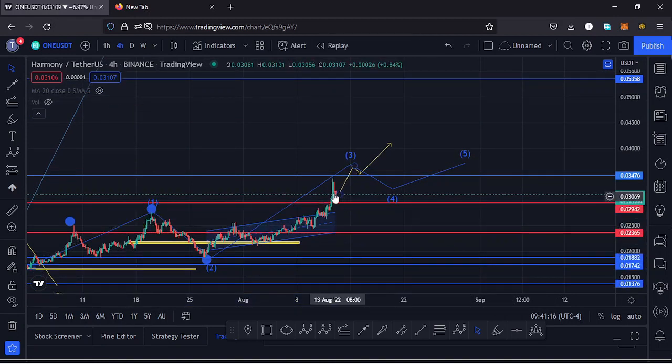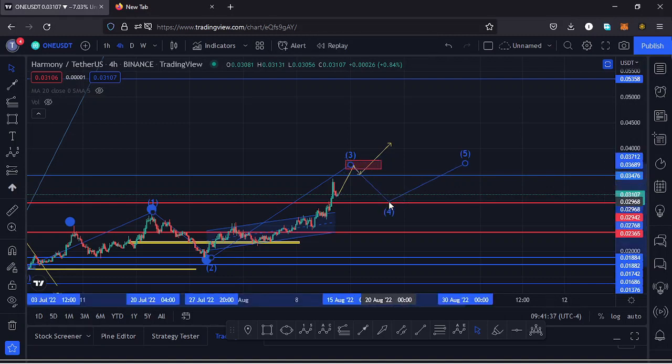So once we manage to have a retest of this key area of resistance, continue pushing even higher, I expect us to get to that target area, which is right above this key area of resistance, and I can mark it out here on the charts using a red target area. So that is the target area of that third wave to the upper side.